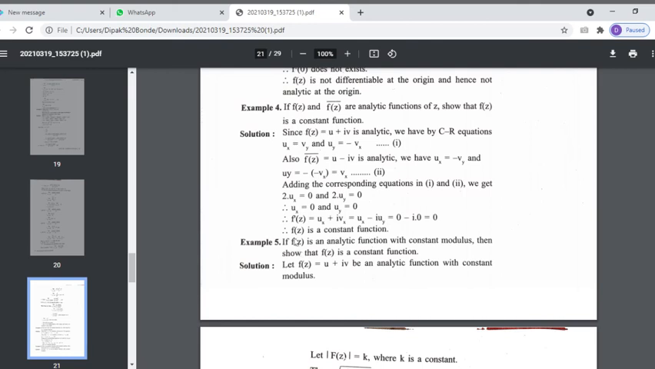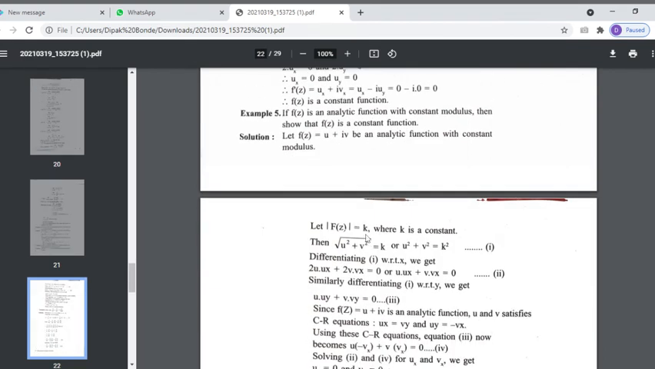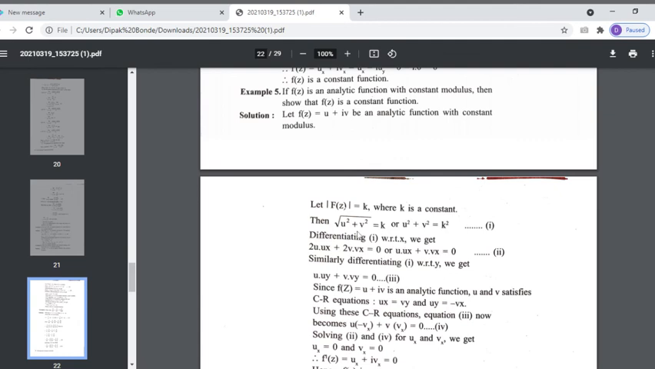Okay. Next example: if f(z) is an analytic function with constant modulus, then f(z) is constant. Given f(z) = u + iv with a constant modulus, that is, |f(z)| is constant, that is, the square root of u squared plus v squared is equal to k, where k is a constant. If we take the square on both sides, u squared plus v squared is equal to k squared.